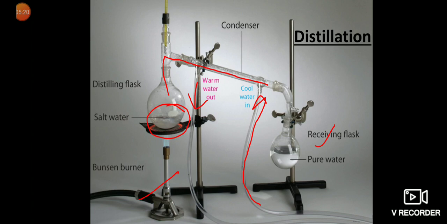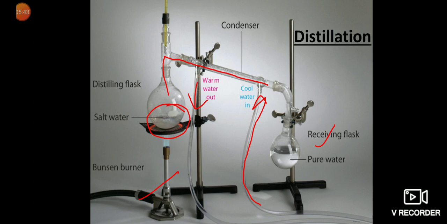After collection of the water in the second flask, you will see the salt crystals remain at the bottom of the distillation flask, or conical flask, the first one. So we have learned two processes of separation of soluble impurities, evaporation and distillation.